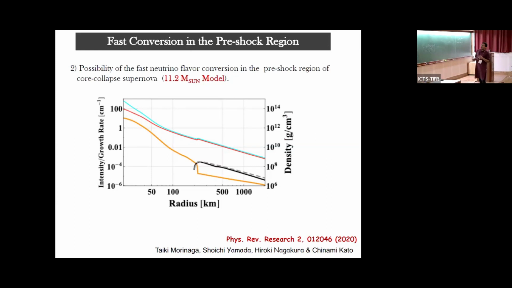And what is the possibility? Possibility of fast neutrino conversion in a pre-shock region of a core collapse supernova. This was done by the group of Nagakura. What they have done, so this is happening in a different way. This angular instability, it's not coming from the neutrinosphere.